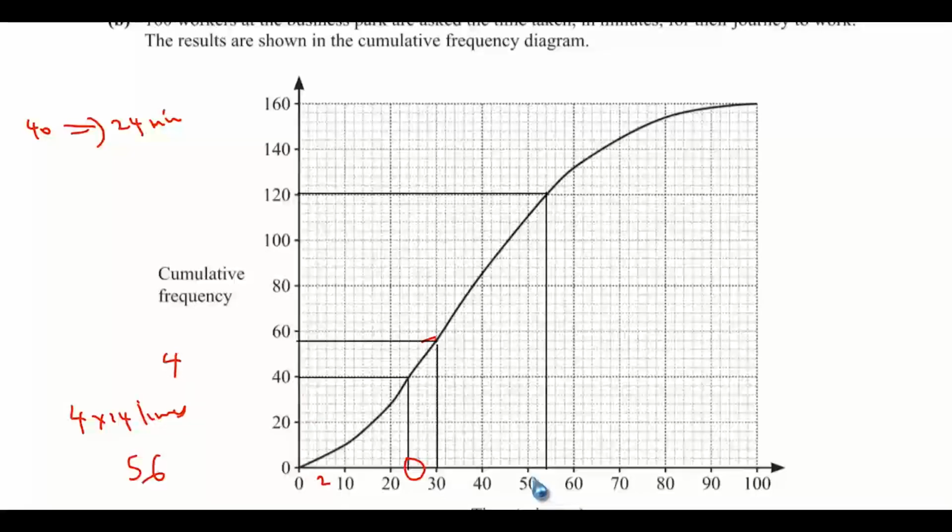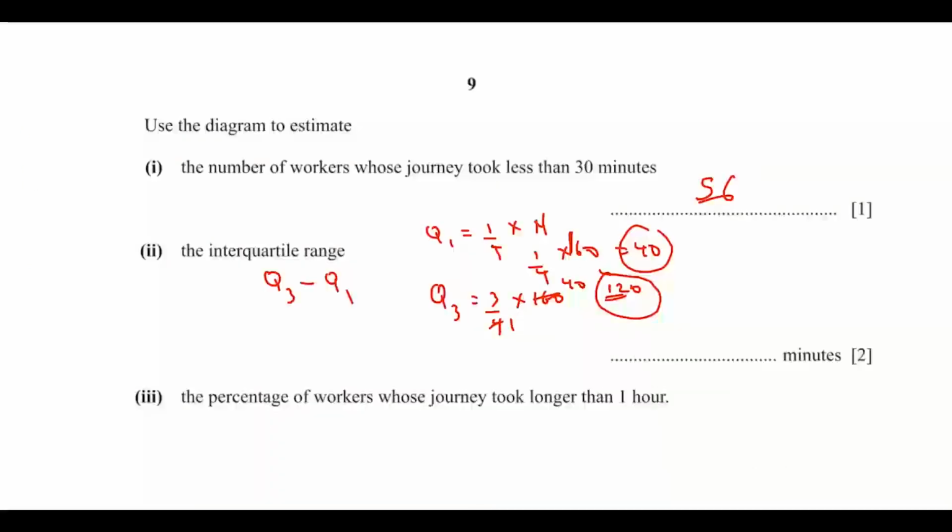Okay, so this is 52, 54. So when it is 120, it implies 54 minutes. So the interquartile range will be 54 minutes for Q3 minus 24 minutes for Q1, so that would be 30 minutes. Okay, so let's go to Roman figure 3.